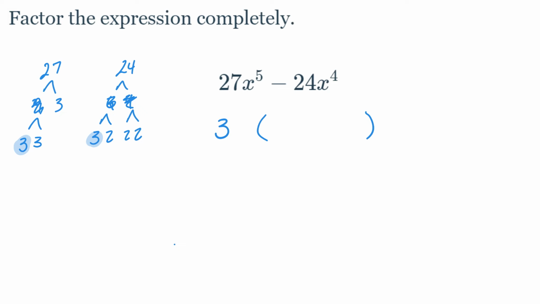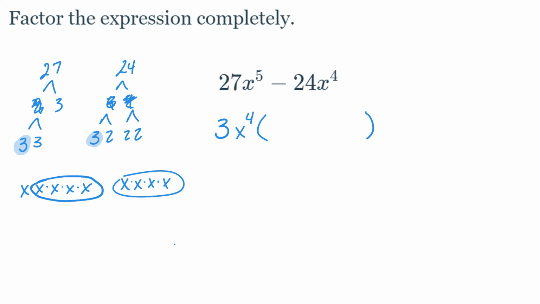All right, and then we also are going to take a look at the x's. Well, the factored form of x to the 5th is x times x 5 times. And then x to the 4th power, of course, is x times itself 4 times. So the value you see that we share are 4 x's. So if they share 4 x's, we can factor out 4 x's.